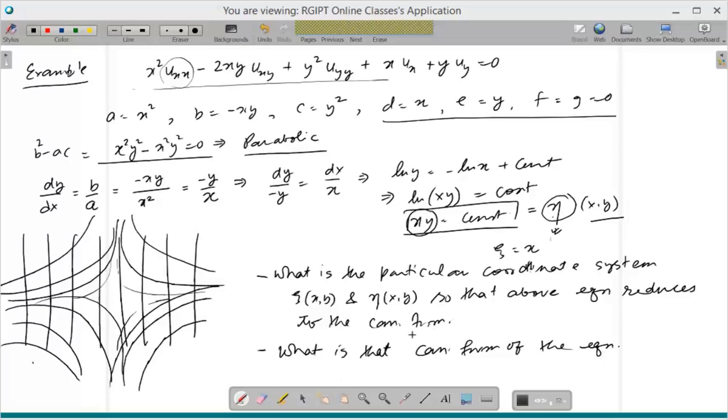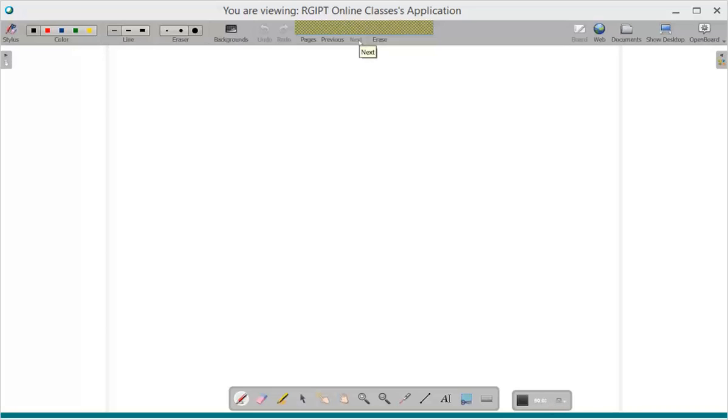Okay. The first question we have already answered, meaning I have already found eta and zeta as functions of x and y. These are my zeta is x and eta is xy. We already found that particular coordinate transformation. Now the question is, how does the equation transform on these coordinates? To what kind of equation will it transform? That is a little tedious.